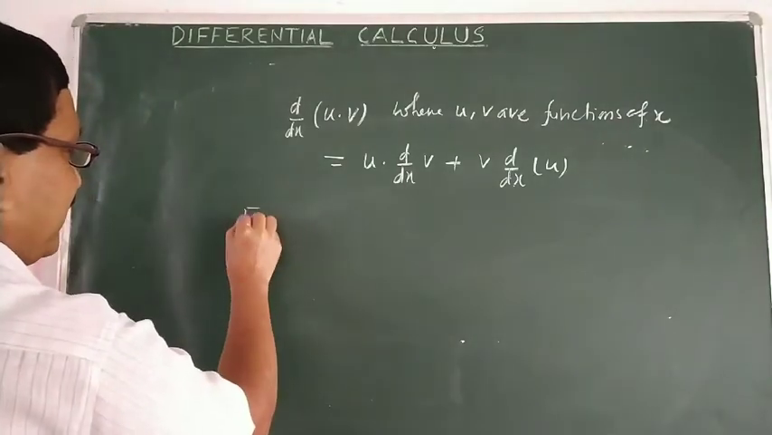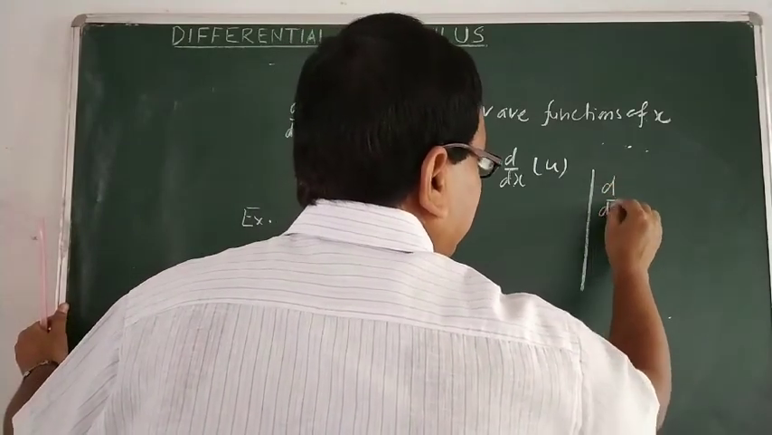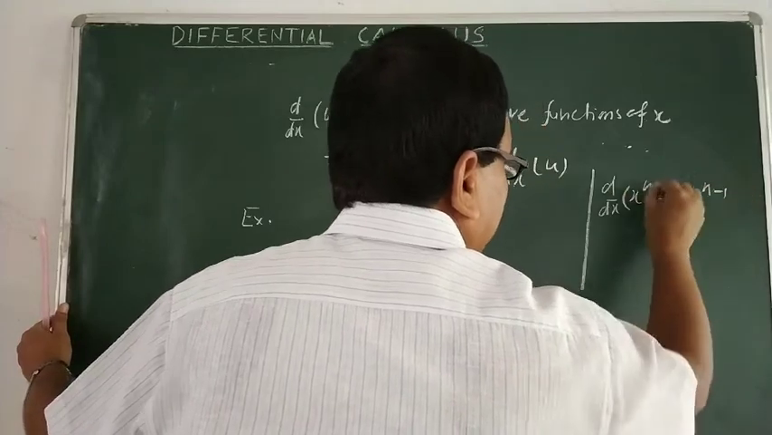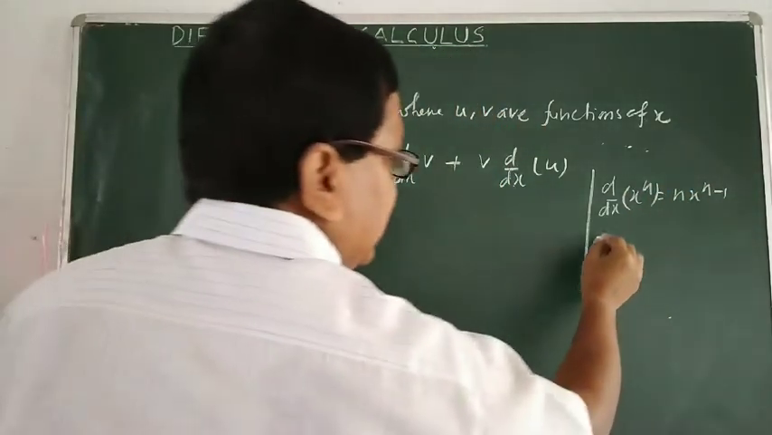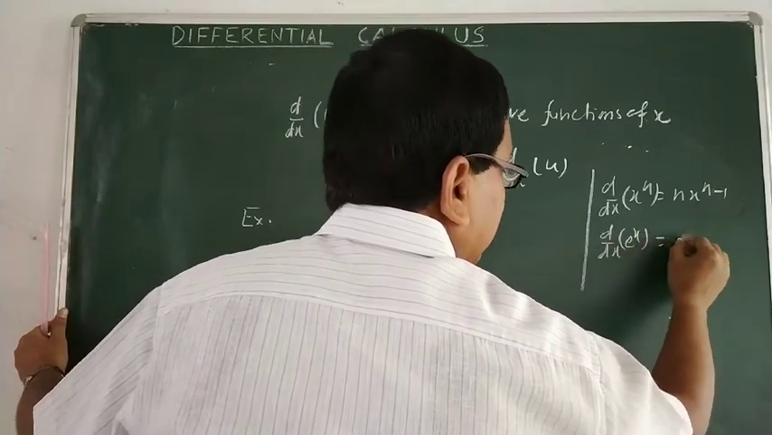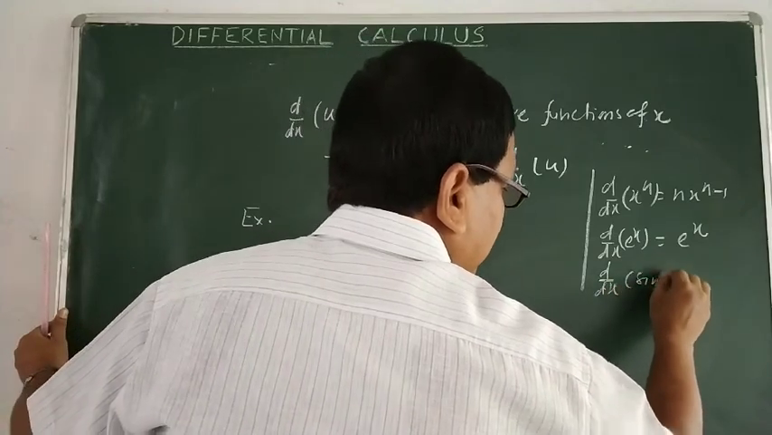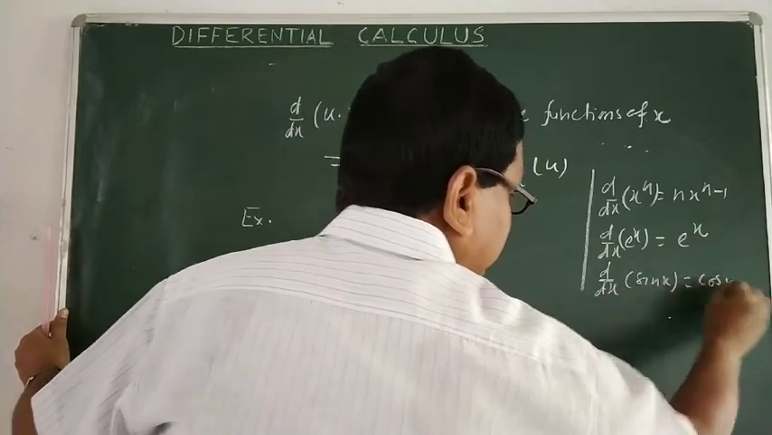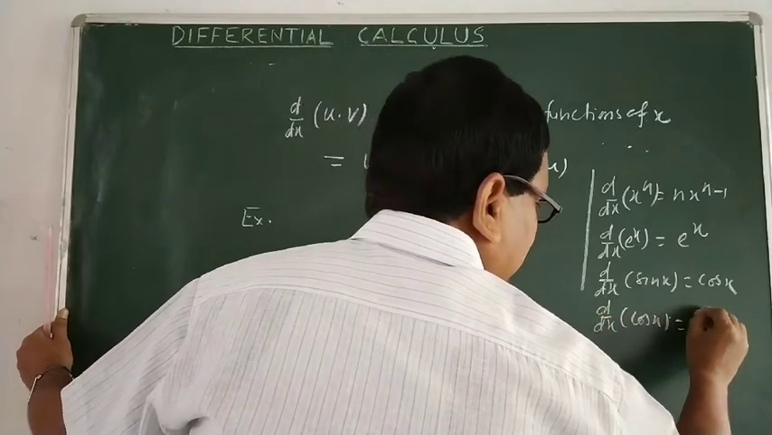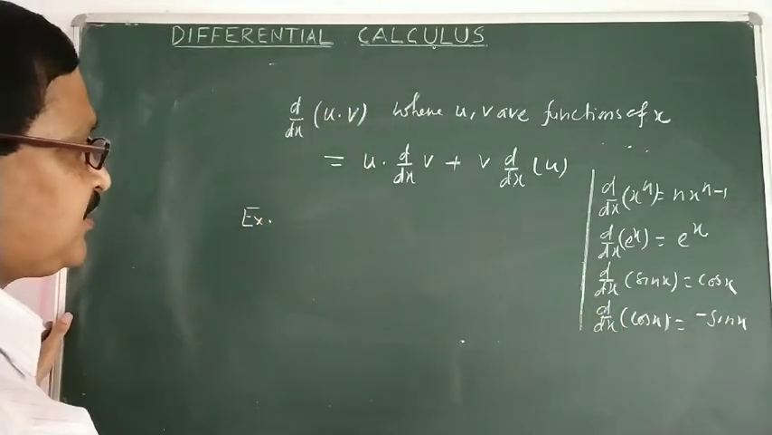For example, till now these are known to you. d by dx of x to the n is n x to the n minus 1. I have already given the proof of this. Now d by dx of e to the x is e to the x itself. d by dx of sin x is cos x, and d by dx of cos x is equal to minus sin x. These are proved already, students, in this video.